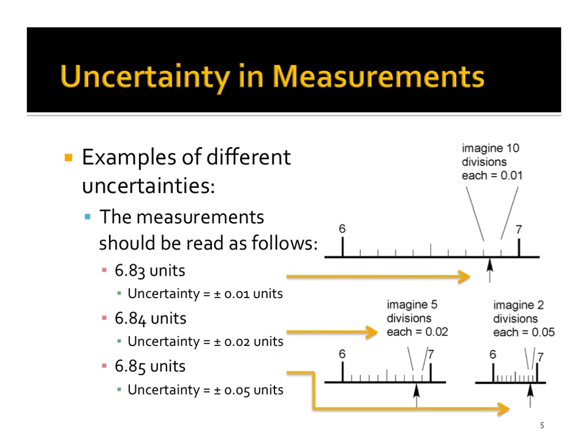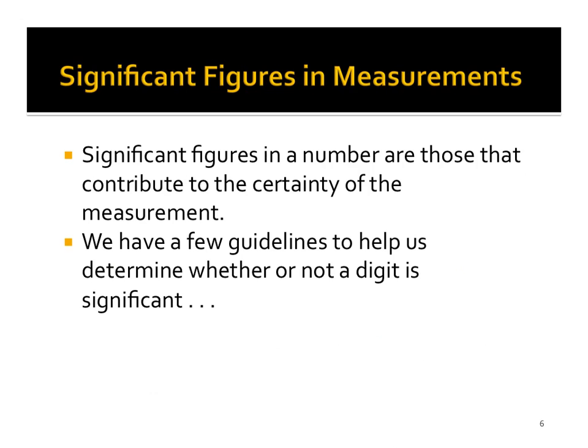Here we have them all listed, and again the top one is the most precise because there's a lot of space and we can get quite a few markings in between there. The one on the bottom left is a little less precise, so it's a little more uncertain, or the uncertainty is a little higher. And then this last one on the bottom right is the least precise, or it has the most uncertainty.